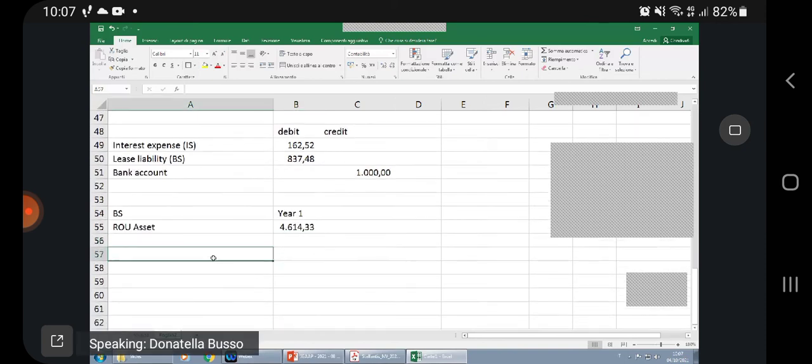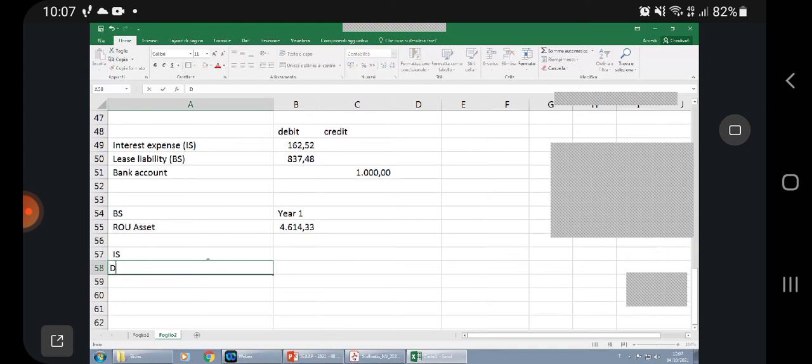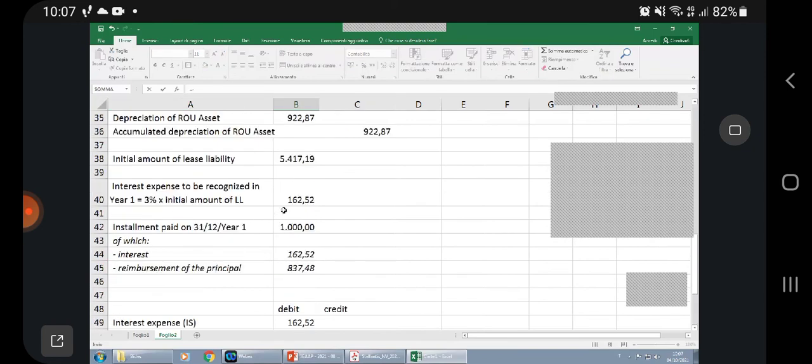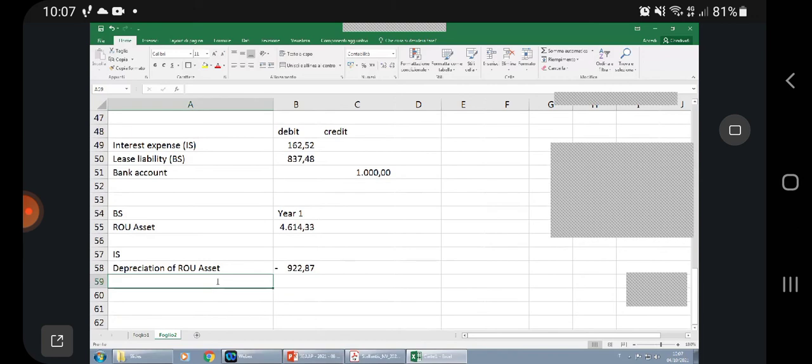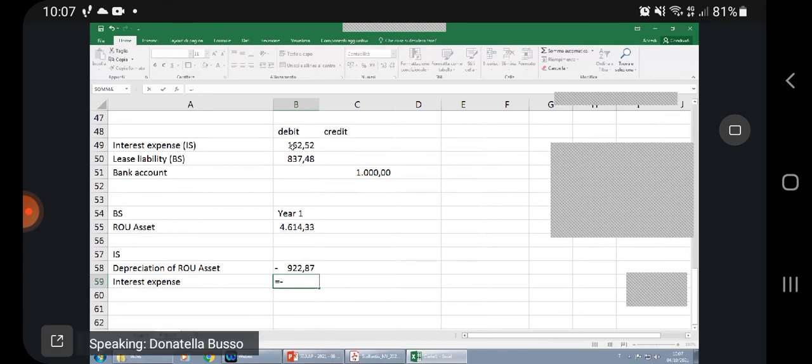In the income statement, okay, we have the depreciation of right of use asset. The depreciation is a cost, and the depreciation is 922. Moreover, we have the interest expense, again a cost of 162. Is this clear for everybody?